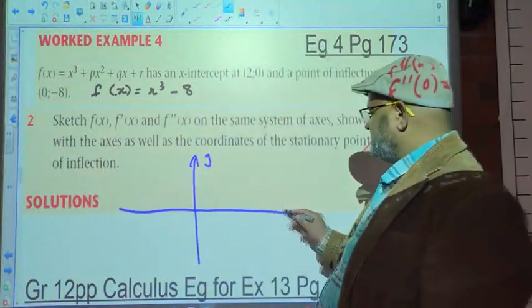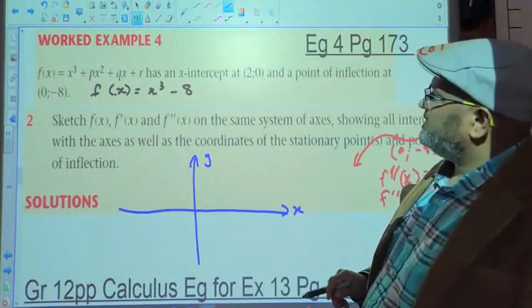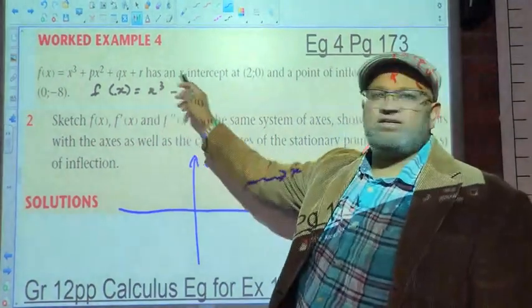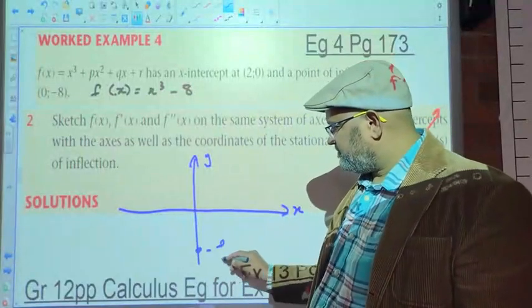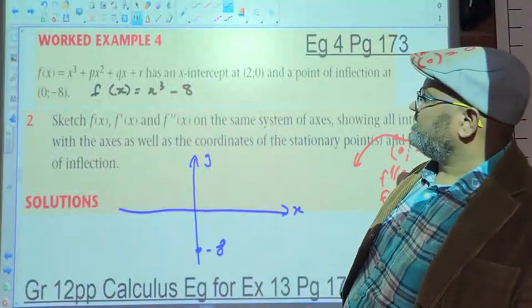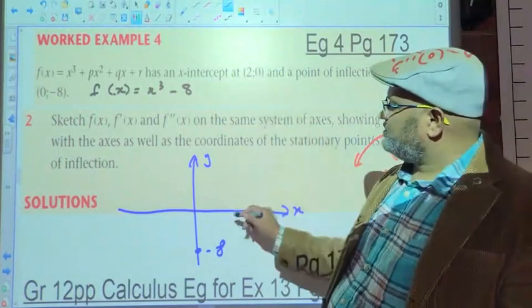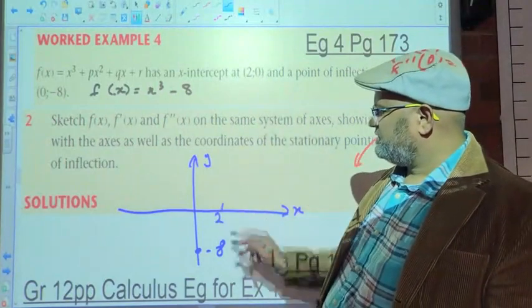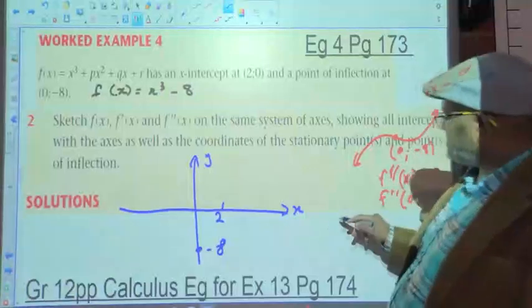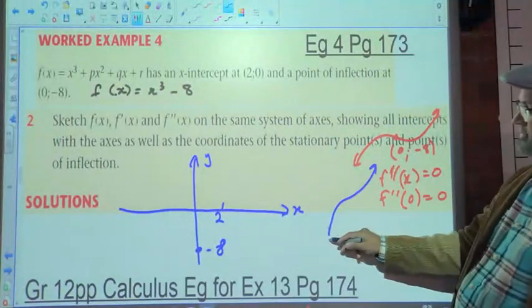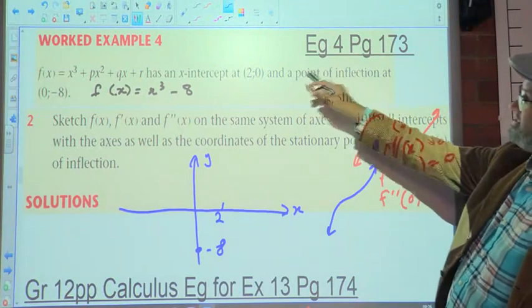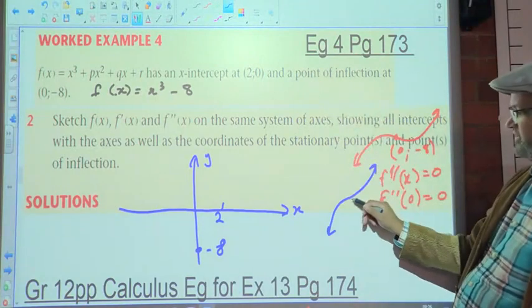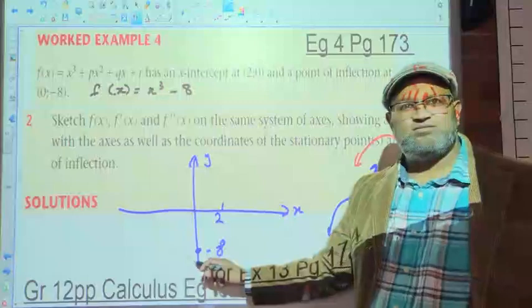Okay, so that's y, this is x. I'm going to draw f of x first. We know it's going to cut your y-axis at negative 8. So negative 8 is approximately there. Then it's going to cut your x-axis at 2. Okay, so the graph is first going to go up and down. The point of inflection is at 0 and negative 8, which is this point here.